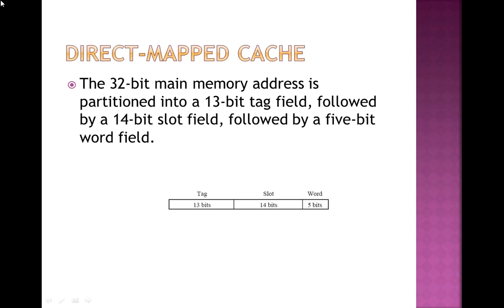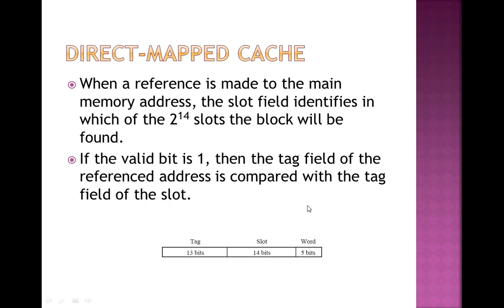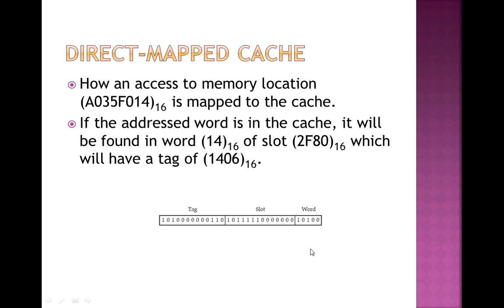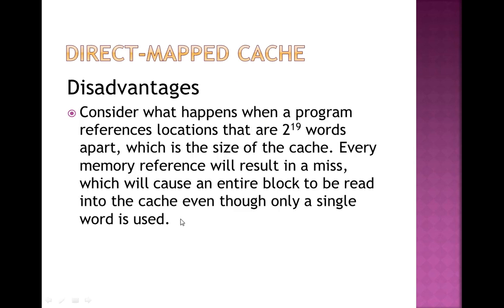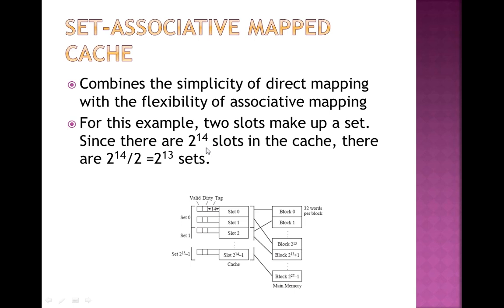This is the syntax. The tag is 13 bits, slot is 14 bits and word is 5 bits. This requires 2 power 14. This is the same example that was discussed. Then we also discussed the advantages and the disadvantages of direct mapping. This is the disadvantage. Then next is your set-associative mapping.